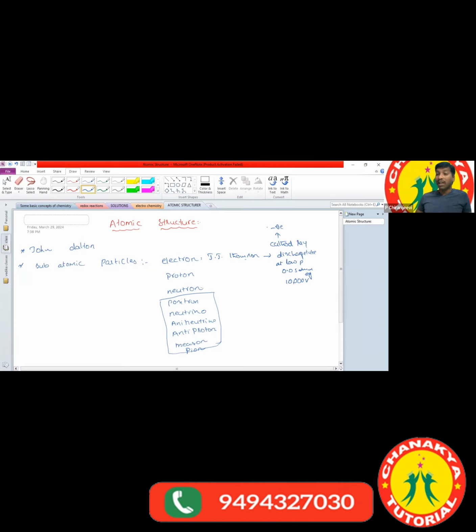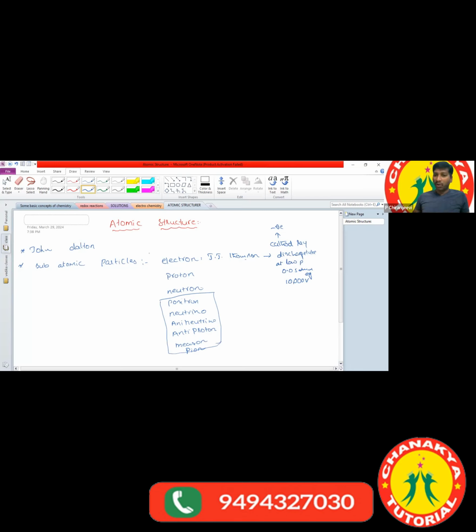Whatever cathode rays are developed in the experiment cannot be seen with our naked eye. How do we identify them? Behind the anode we place a fluorescent or phosphorescent screen. Whenever the particles strike the screen, that part glows. Based on that, we can say cathode rays traveled towards the anode. Those rays we call cathode rays. Simply put, negatively charged particles are called electrons.